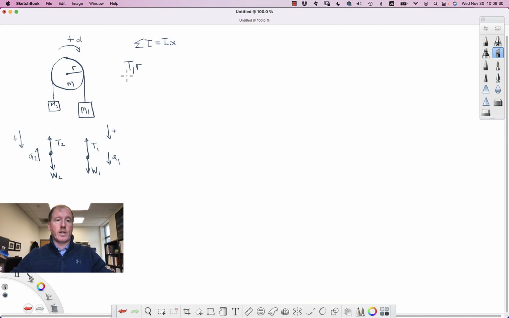It's trying to make it rotate in the clockwise direction. Now we've also got another torque that's trying to make it rotate in the counterclockwise direction. So let's make this negative. I'll call this negative T2 times R. So those are the two torques. That's the sum of the torques acting on this pulley.